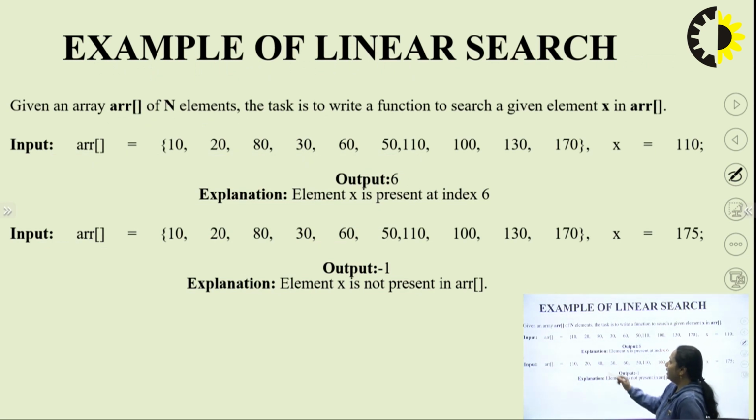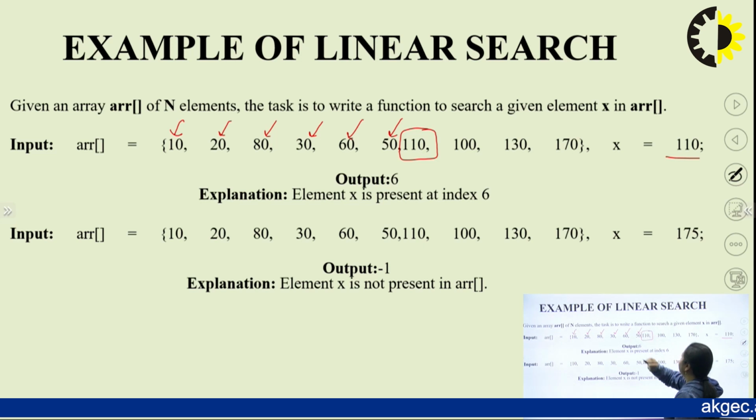Let us take another example. If we have this input array and we want to search for 110, how are we going to compare? 110 is compared with 10 first. It is not matching. Next element is 20, next 80, 30, 60, 50. Next we have 110. Yes, the search is successful. We found the required element. At which position is 110 present? 1, 2, 3, 4, 5, 6. That is at the 6th position, index 6, we have the data 110.